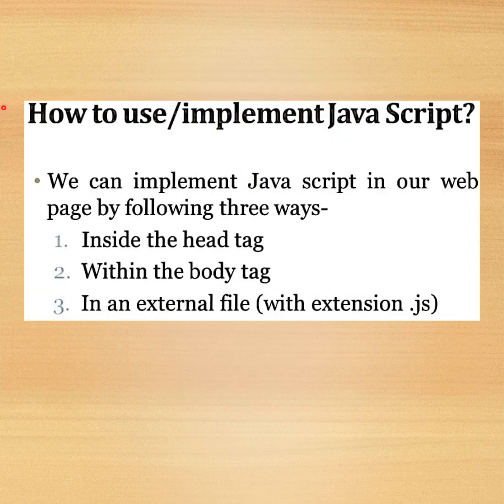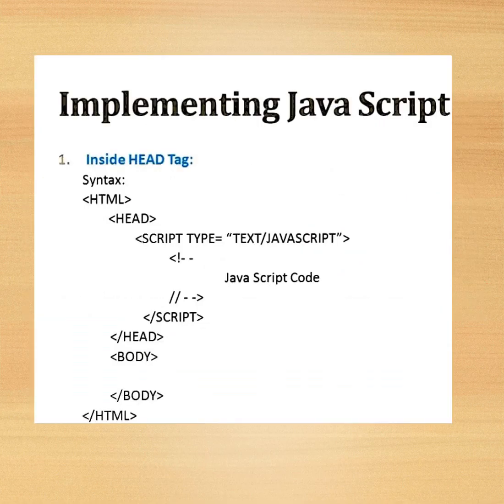Moving on to the next slide, we have how to use or implement JavaScript. We can implement JavaScript in our web pages in the following three ways. They are nothing but inside the head tag, within the body tag, and in an external file with extension .js. Since it is JavaScript, we are using it as .js, like how in HTML we use it as .html. Here we are using it as .js.